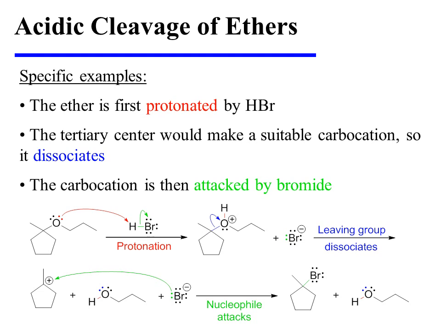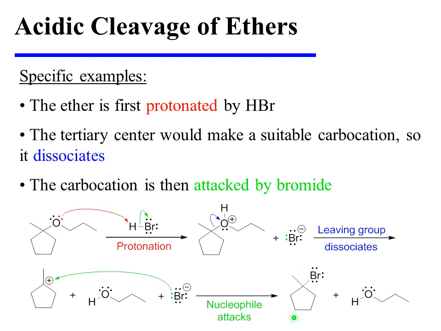In this specific example, an unsymmetrical ether is cleaved by treatment with excess HBr. The ether is first protonated by HBr. The oxonium ion that is formed has on one side a tertiary center, which makes a suitable carbocation. Consequently, dissociation occurs, an alcohol is formed, and the resultant tertiary carbocation is attacked by bromide.